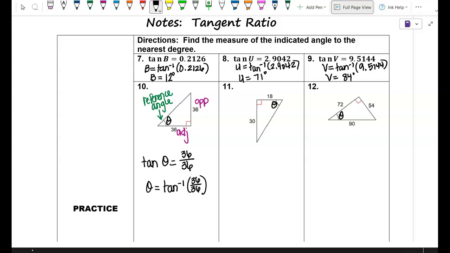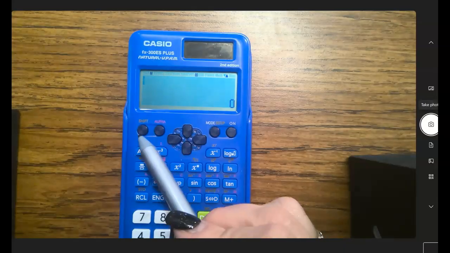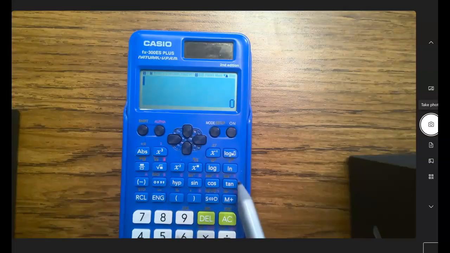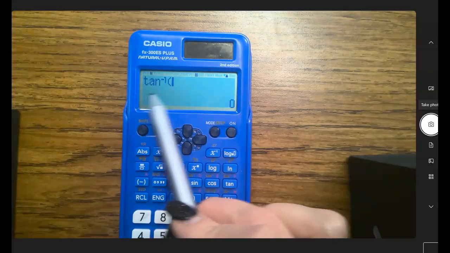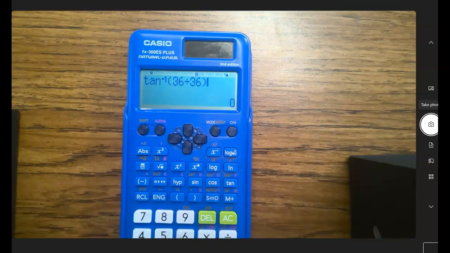So when we go to our calculator to put this in, again, I want to start with that inverse tangent. So I'm going to do shift tangent. And again, I know I've done it correctly because I can see that -1. And then I'm just going to put in my parentheses, my 36 divided by 36, and I'm going to end my parentheses. Now, I know this should come out to be 45 degrees. Is that what I get?